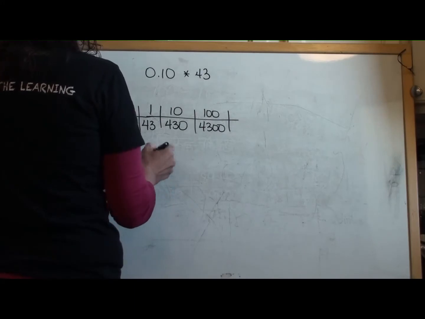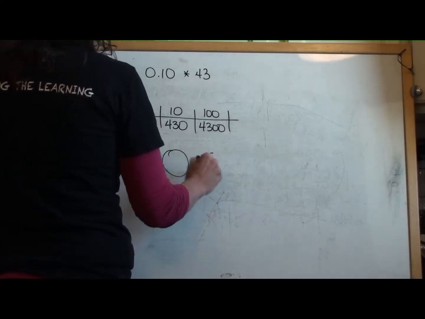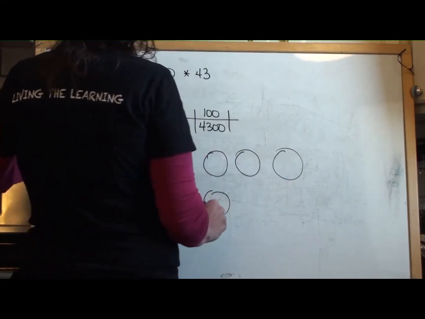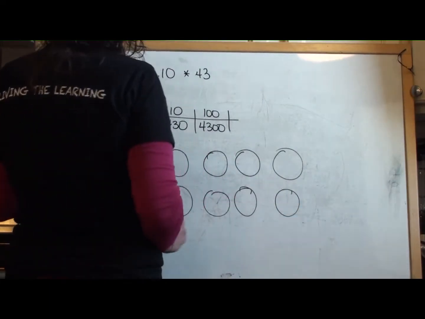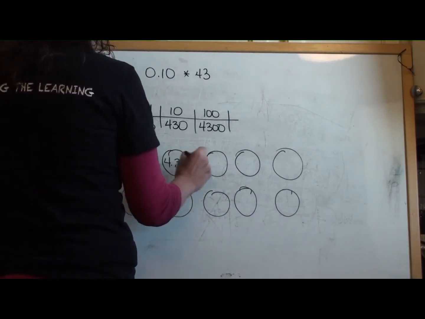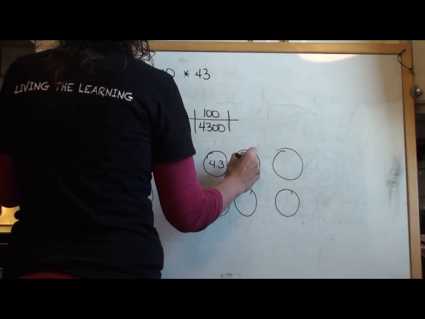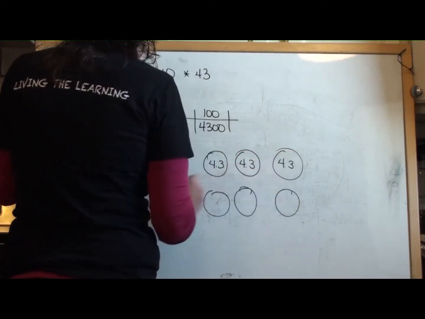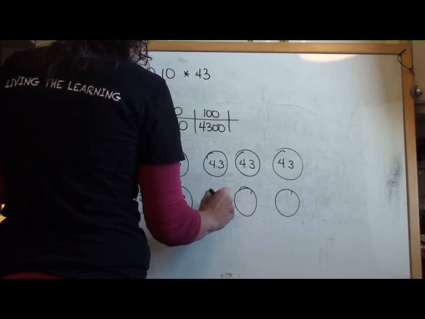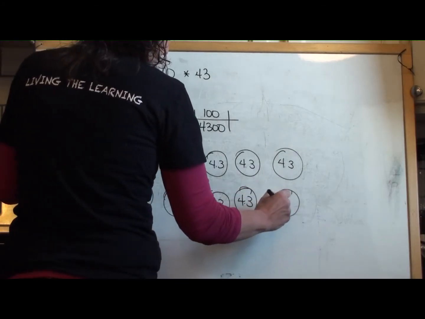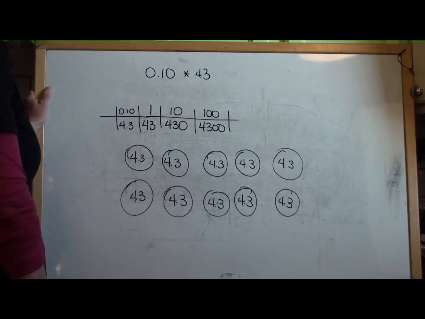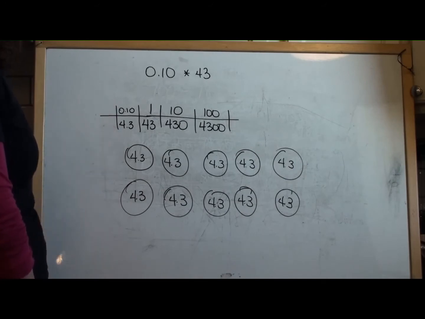How that would look if I was going to draw that with a fractional model, I would draw my 10 circles because it's 1/10. And if I had $4.30 in each one, and then I added it up, that would be 43. If we were talking about money, it'd be $43. So you can do it either way, okay?